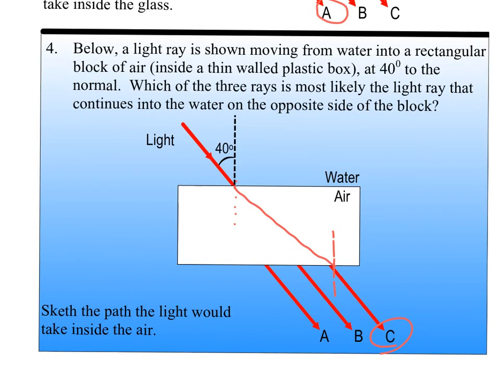And number 4 looks a lot like number 2. So we flip-flop the index of refraction and go from a higher index of 1.33 to 1, and we bend away from the normal line and speed up as we go into air, and now path C is correct.